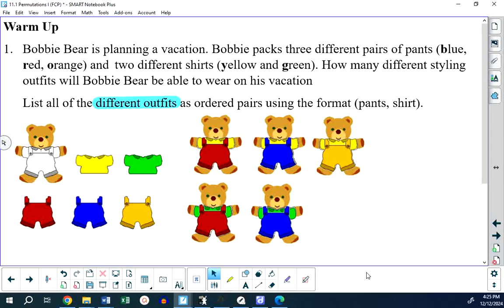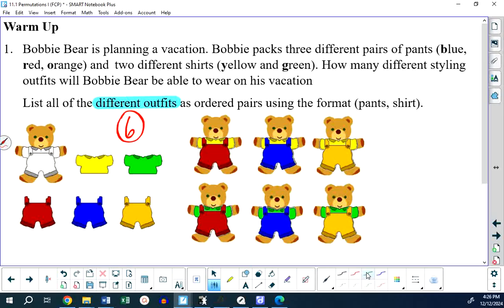On the 5th day, he can wear the green shirt with the blue pants, and then on the 6th day, that's the end of his vacation. He's planned things out perfectly because now he's worn all of his different outfits. So he has yellow with red pants, yellow shirt with blue pants, yellow shirt with orange, and then green with red pants, green with blue pants, green with orange. The answer to the question is there are 6 different outfits that Bobby Bear can wear.